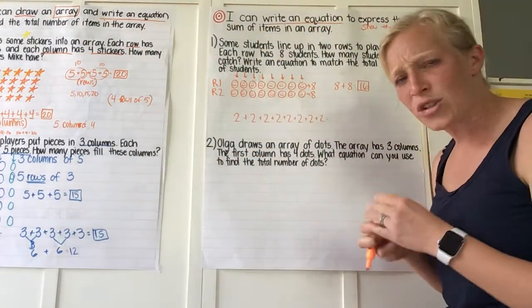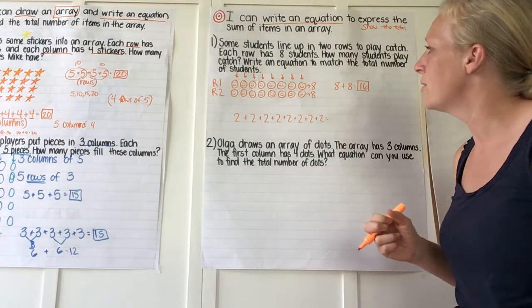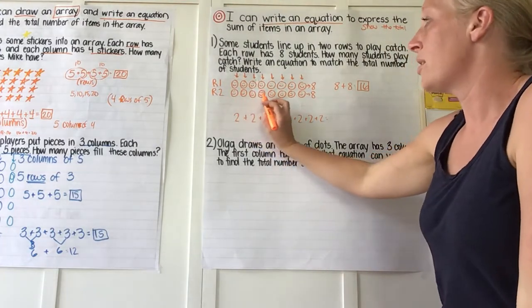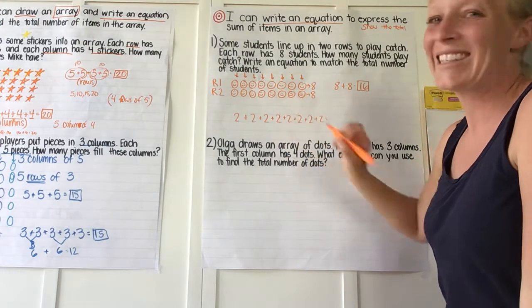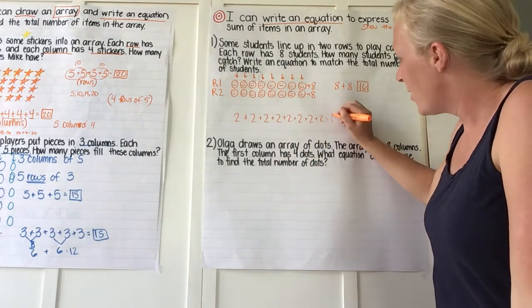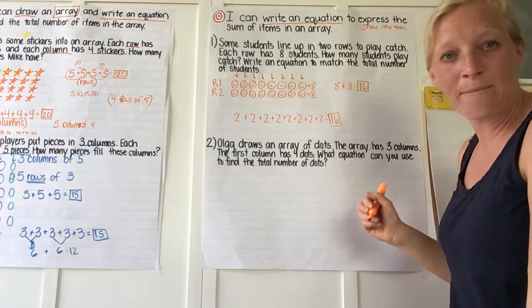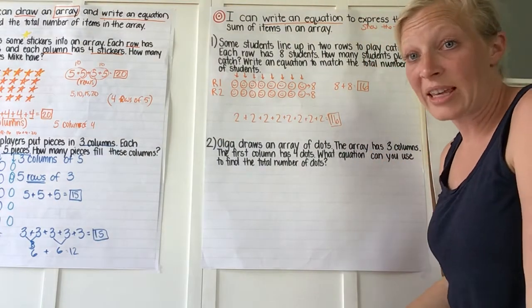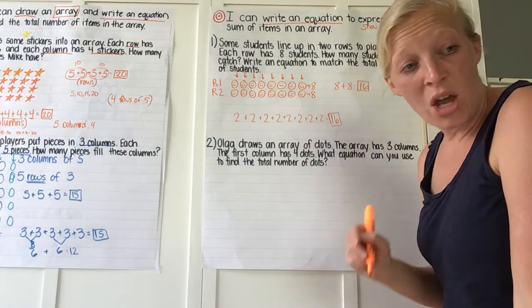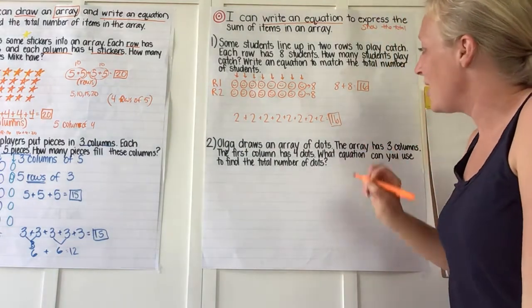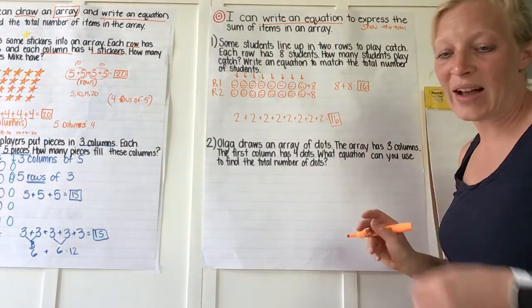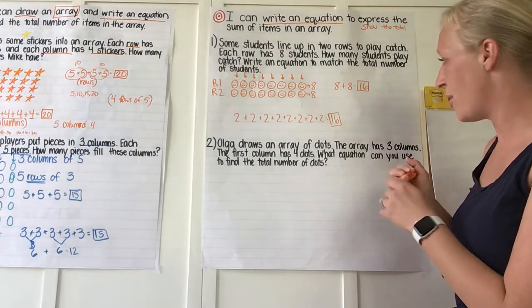Now, how did you find the total for that, friend? 2, 4, 6, 8, 10, 12, 14, 16. Can we skip count to help us find our total number in an array? We most certainly can. We skip counted yesterday. We skip counted the day before. We can easily skip count to help us find that total number.